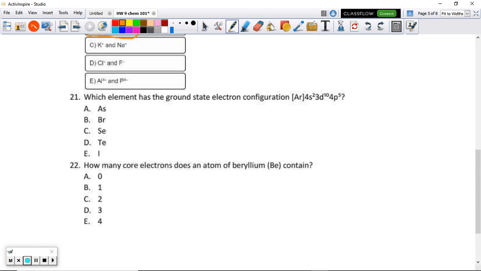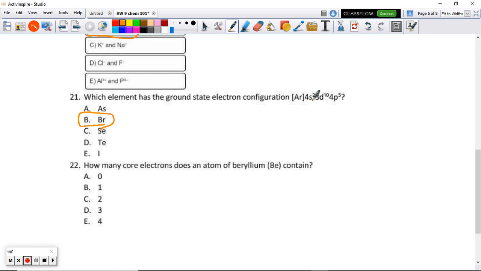All right, number 21. Which element has the ground state electron configuration of argon 4s2, 3d10, 4p5? So we are looking for something in the fourth period, and in column 7A. So it's going to be a halogen, and the halogen that it'll be is bromine.